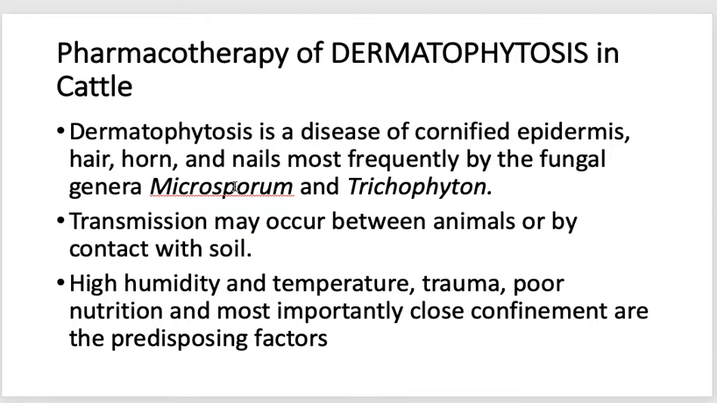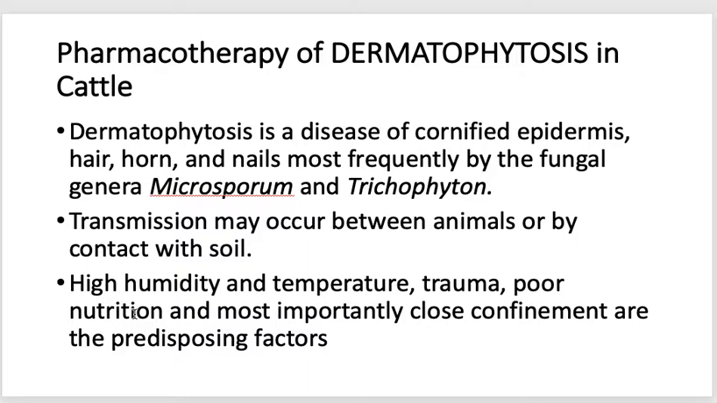These genera, Microsporum and Trichophyton, are very commonly the cause of dermatophytosis. Transmission occurs between animals or by contact with soil. So from one animal to another, or through soil which is contaminated with these fungi. High humidity and temperature, trauma, poor nutrition, and most importantly, close confinement are predisposing factors.